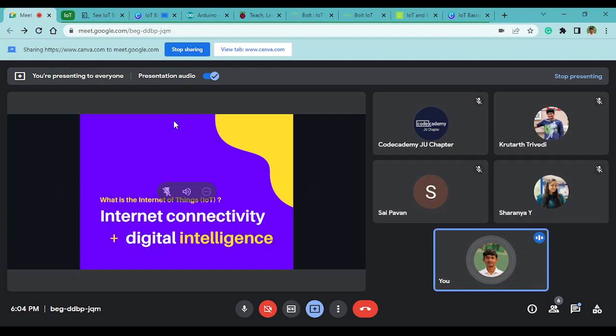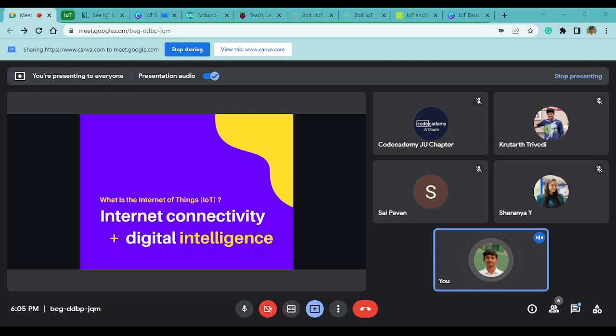So whatever in this day and age, any smart device that we encounter, right? So let's say Amazon Dot or Google Home. Whatever these smart devices that are coming up as products in this new day and age, those are nothing but IoT devices. So IoT is actually used to connect the real world things to the internet. So that's why we can call it internet connectivity plus digital intelligence. So why digital intelligence?